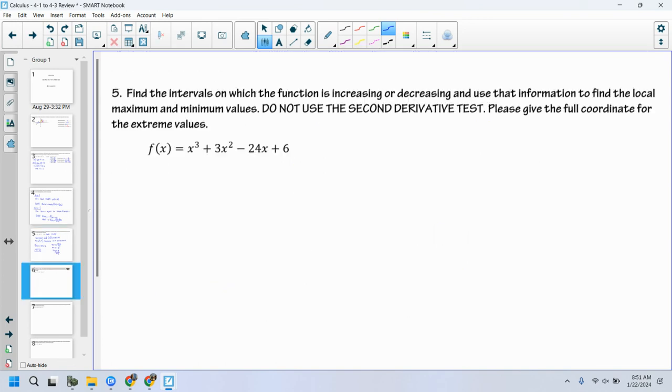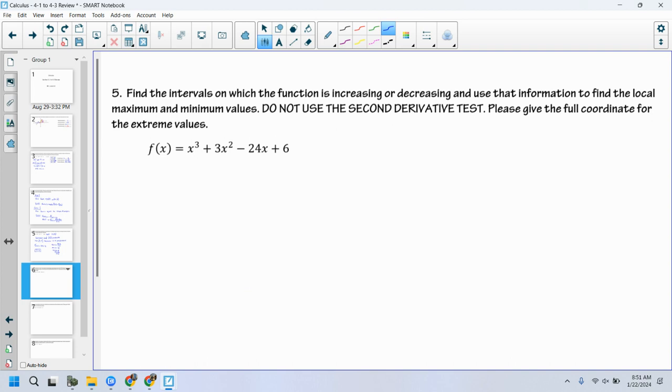Okay. Let's keep on trucking. Here's number 5. Find the intervals on which the function is increasing or decreasing. Use that information to find the local maximum and minimum values. Do not use the second derivative test. Please give the full coordinate for the extreme values. 5 says don't use the second derivative test. 6 says use the second derivative test. So I'm going to need to see both methods.